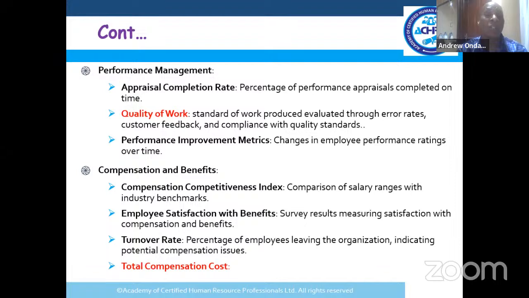Performance management is one of the functions of an HR manager. Some of the areas that we need to address or assess include appraisal completion rate. What do we mean by this? When we appraise people, it's expected that we conduct it from beginning to end. However, in some organizations, they start this process and it doesn't go all the way to the end. That means that it is incomplete and therefore there are no results to give.